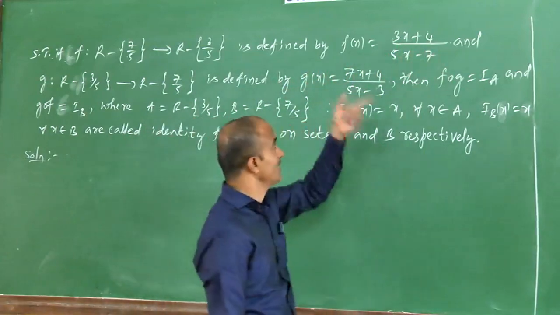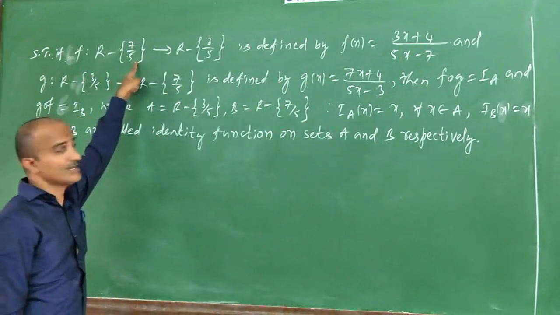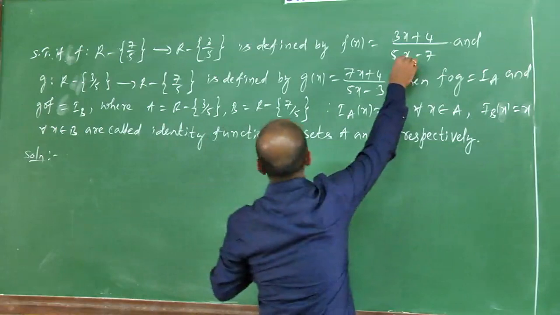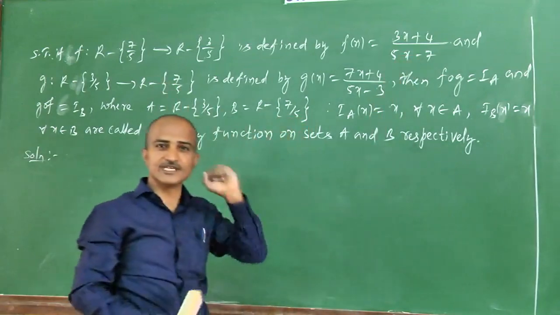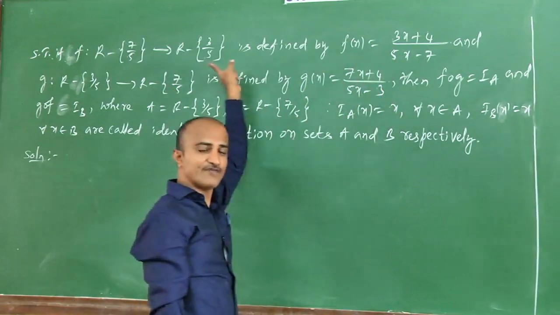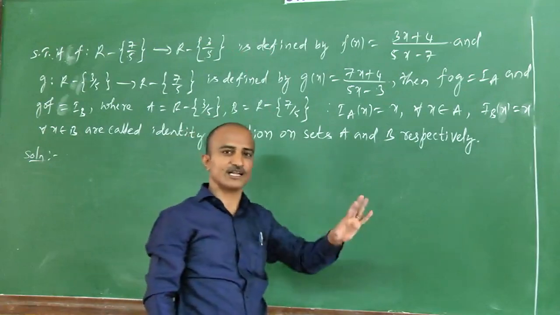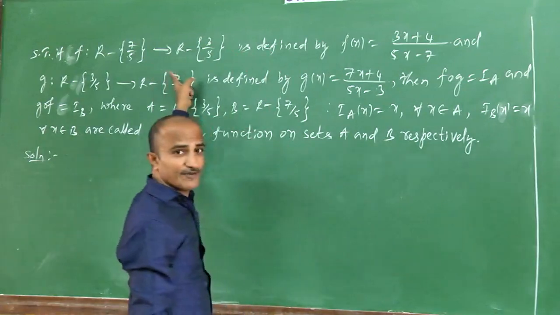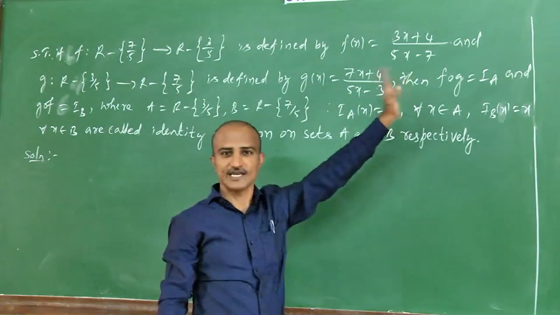Now you can understand why they have given the set of all real numbers except 7/5. Because if you replace x by 7/5, the denominator becomes 0. At that time the function is not definable. Therefore, they have defined a function from A to B, where A is the set of all real numbers except 7/5, and f of x is defined as (3x plus 4) by (5x minus 7).